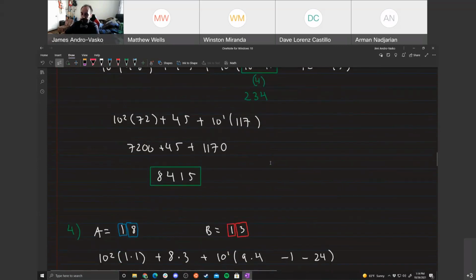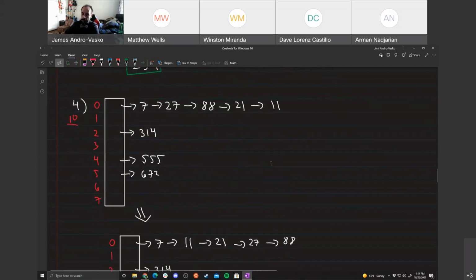So, on to the next question. For question 4, we've got the exact same set of numbers. It's not written here on this OneNote, but that's okay. Basically, we found the biggest number in our set, which was 672. It was 3 digits, so we divide every number by 10 to the power 3, or by 1,000, for each of these numbers.